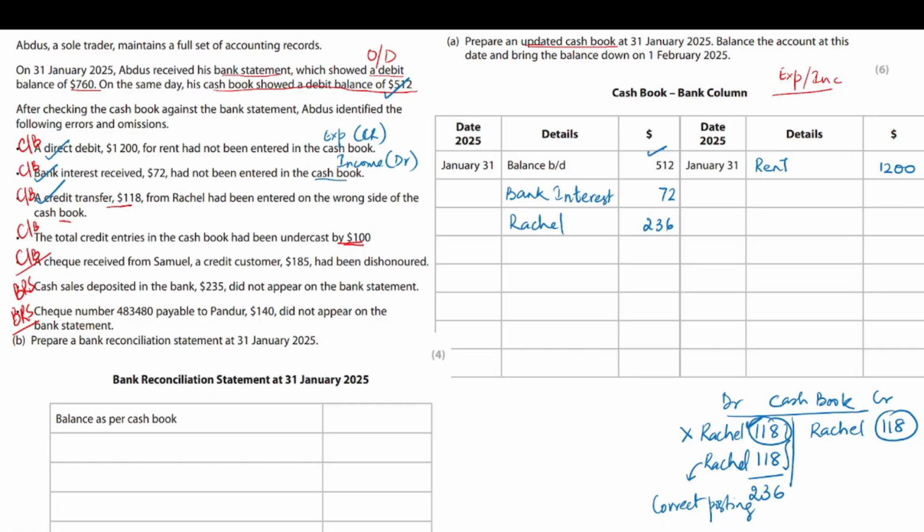Total credit entries in the cash book had been undercast by 100. That means the cash book is showing less on the credit side, by 100. That means we have to increase the credit side by 100. So we have to write undercast.